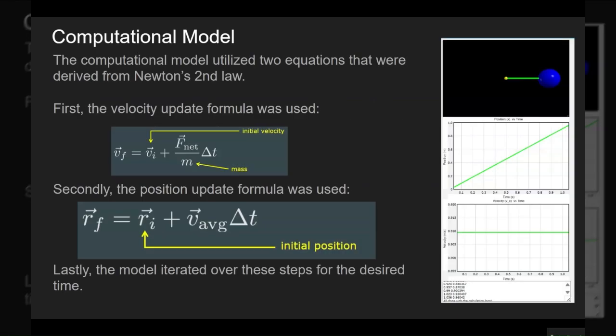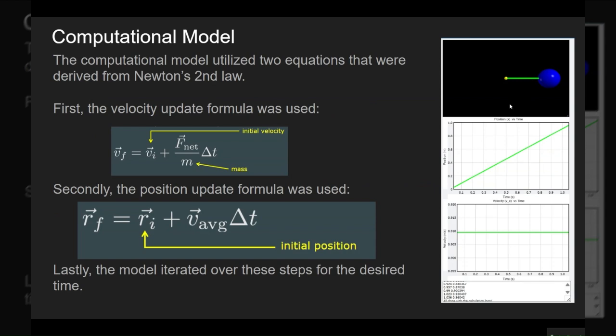So for the computational model, as previously mentioned, we used GlowScript, and the computational model utilized two equations that were derived from Newton's second law. First, the velocity update formula. This took the initial velocity plus the net force over the mass times the change in time, represented by delta t, and that gave us the final velocity. Once we had updated the velocity, we were able to update the position, and the position was obtained by taking the initial position and adding the average velocity times delta t, which in this case was just the final velocity. And lastly, the model iterated over these steps for the desired time.